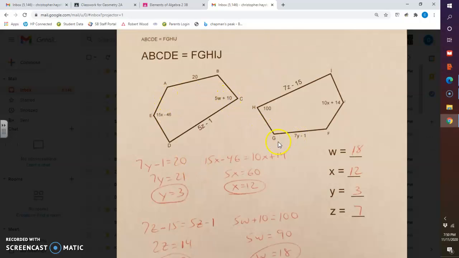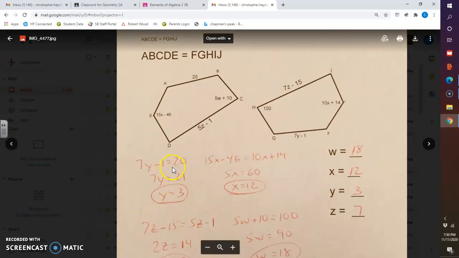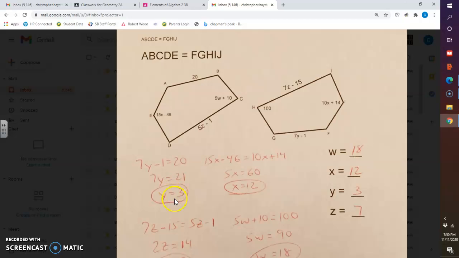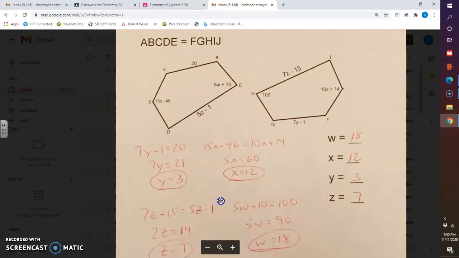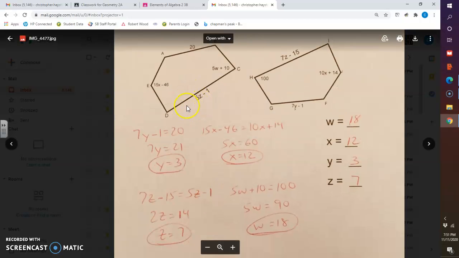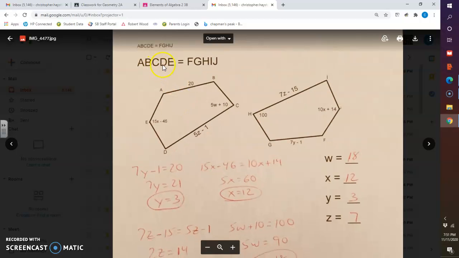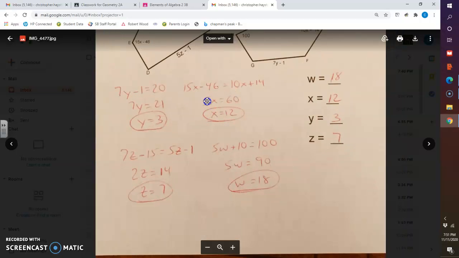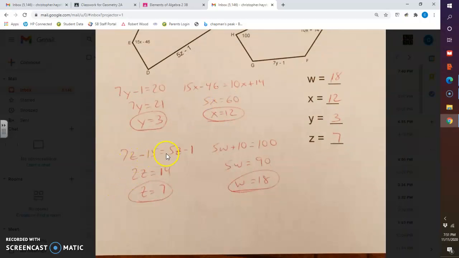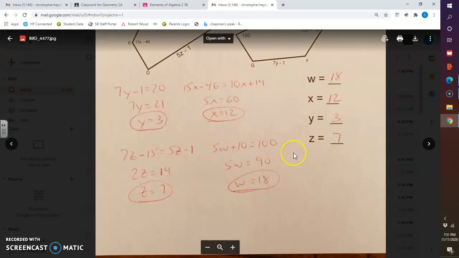For my y, GF goes along with BA. So 7y minus 1 equals 20. 7y equals 21, y equals 3. And finally, for the z, DC goes along with HI. So my HI is 7z minus 15. 7z minus 15 equals 5z minus 1. 2z equals 14, and my z equals 7.